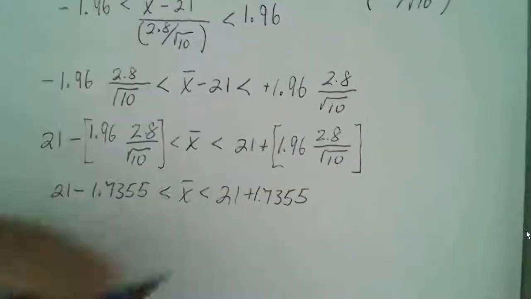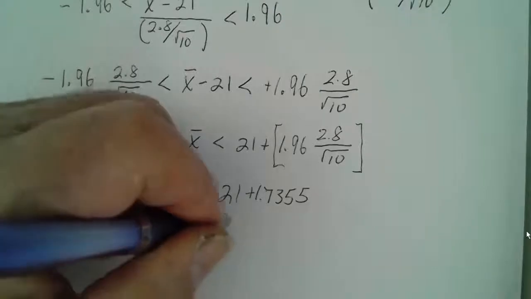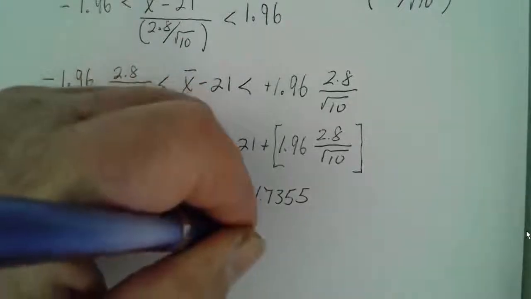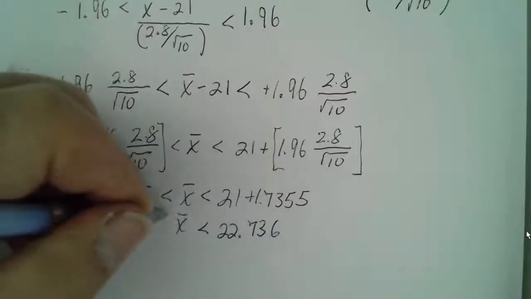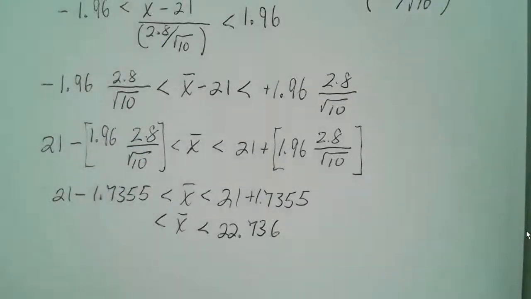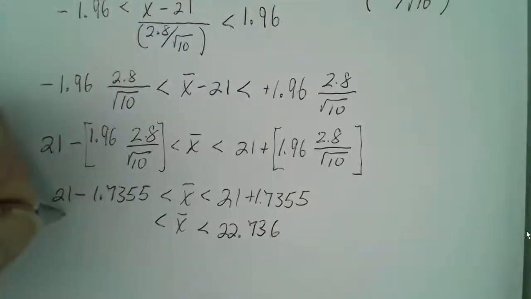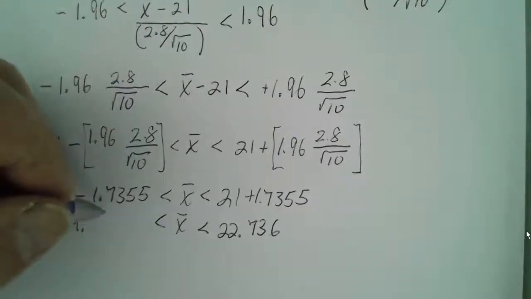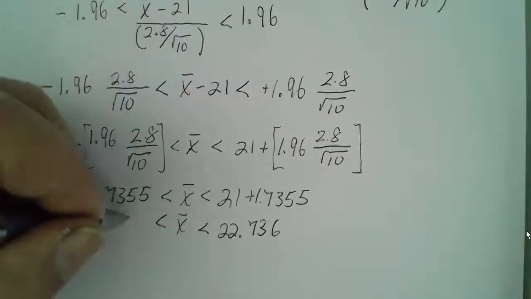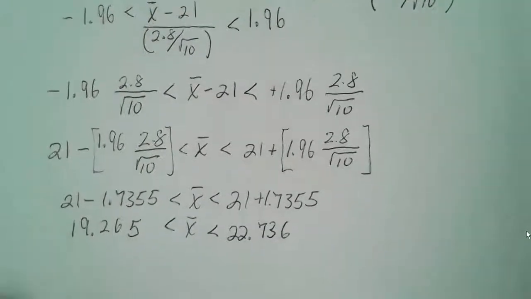And if we add on this side, we're going to get 22.73, let's round that off, 6. And on the left side, we'll get 19.265. So the answer is this.